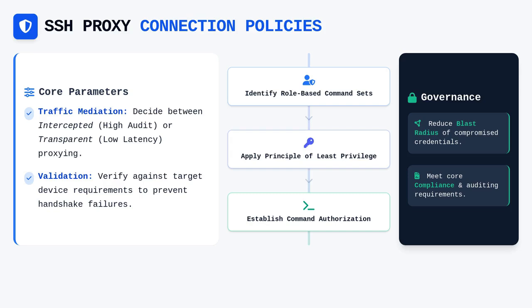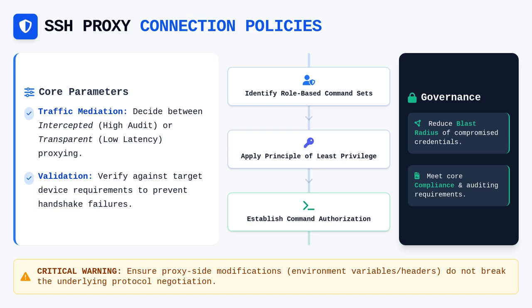You should approach these settings by first identifying the typical command sets required for specific administrative roles, ensuring that your policies provide enough flexibility for legitimate work while maintaining a posture of least privilege. Remember that every connection policy should be validated against the actual target device requirements to ensure that proxy side modifications, such as environment variable injection or header manipulation, do not break the underlying protocol negotiation during the initial handshake.